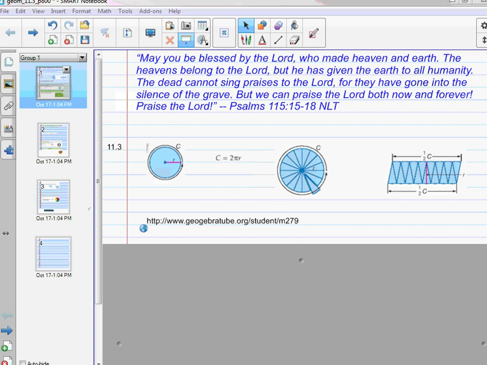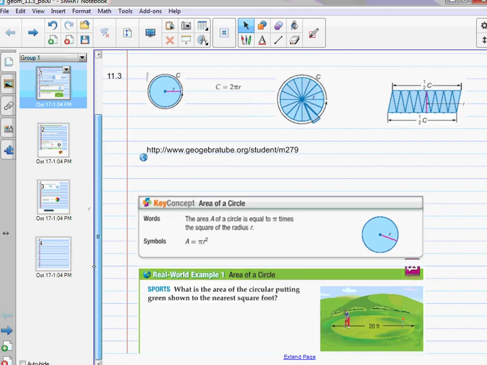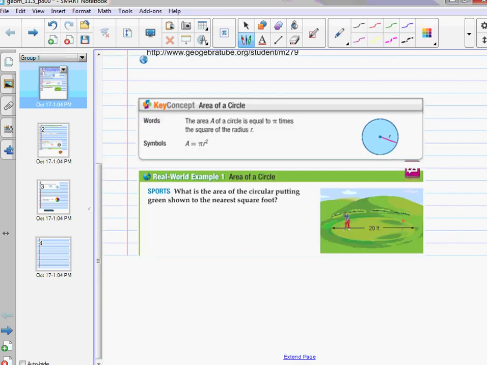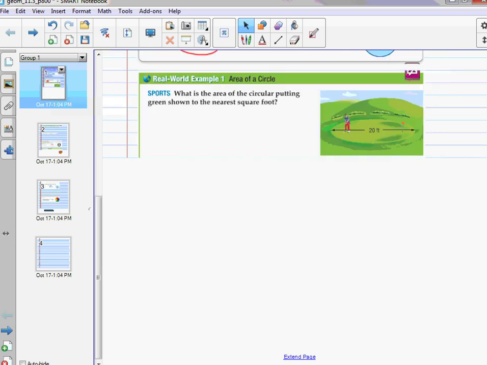So they're doing the same thing here with the static image that I just did with that dynamic image, the image that moved. And if you don't have this memorized, make sure you do from this point forward. Area of a circle is pi r squared. Simple formula.